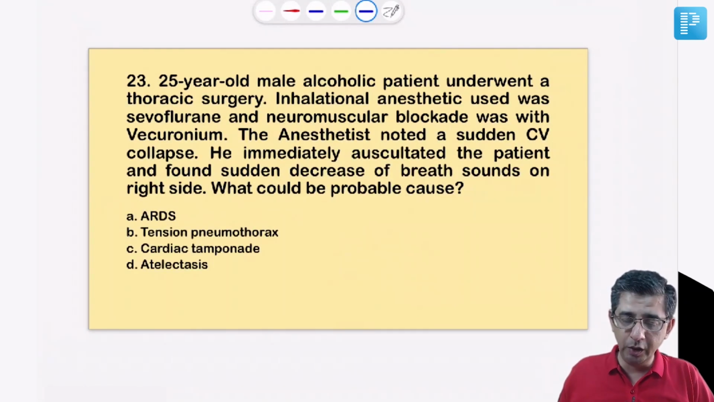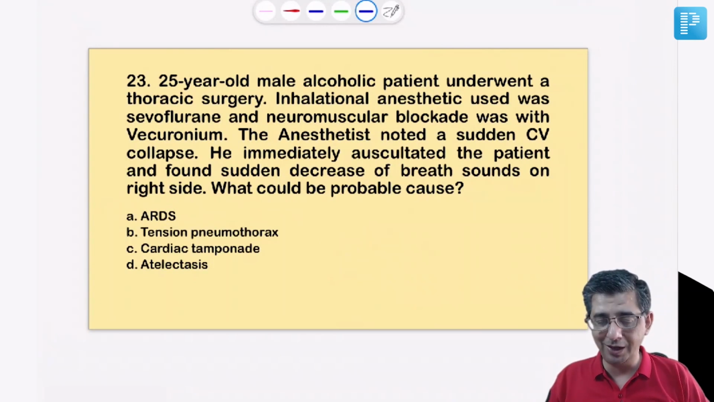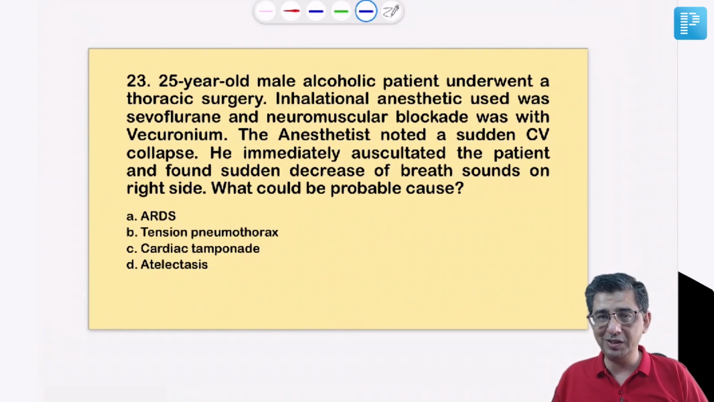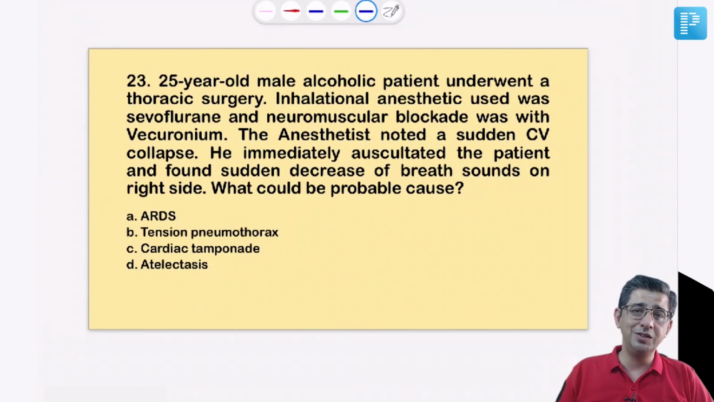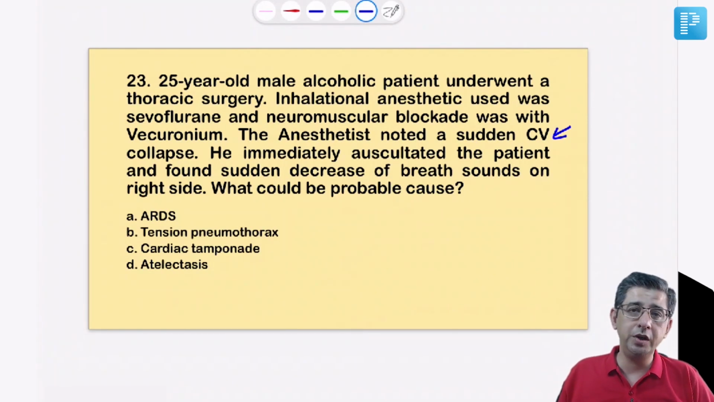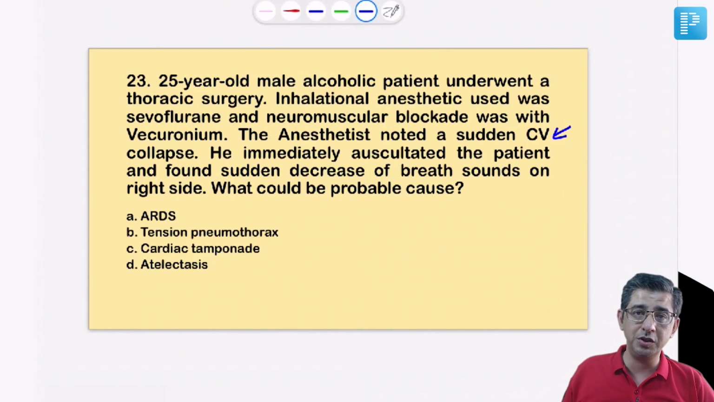A 25-year-old male alcoholic patient underwent a thoracic surgery, and then he talked about inhalational anesthetics being used, a neuromuscular blockade being used in the patient. And during surgery, he is mentioning that there is a cardiovascular collapse of the patient. Now, why do you have cardiovascular collapse during surgery? One of the important reasons for this could be that anesthetic drug overdosage has been given. Because you very well know that all anesthesia drugs cause vasodilation, so that can cause crashing of the blood pressure. So that would be the first thought process of even the anesthesiologist in this case.